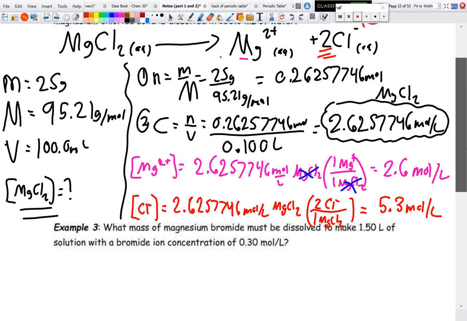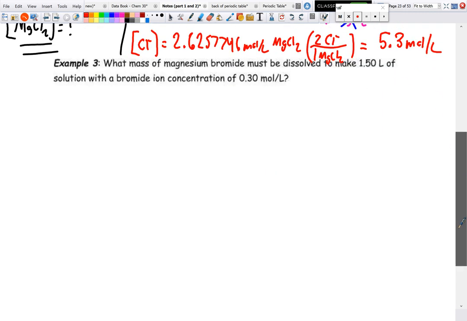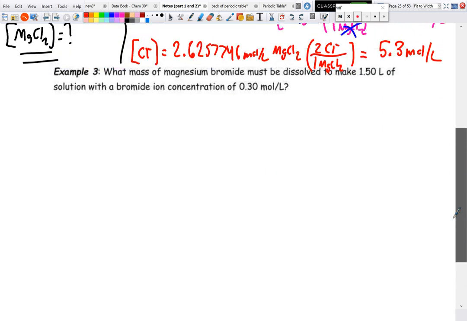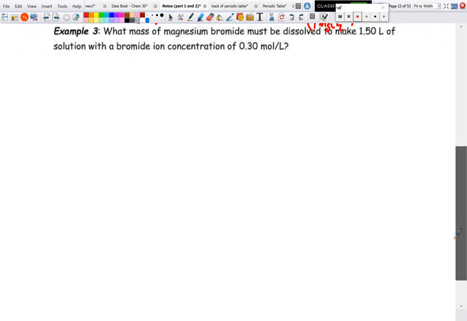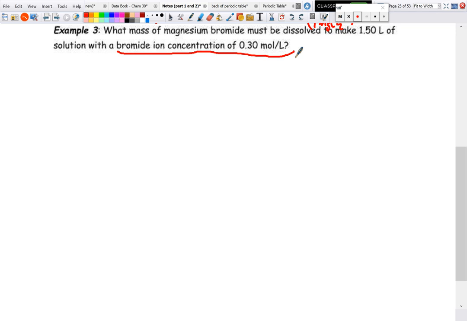Now, example 3, what we have right here is: what mass of magnesium bromide must be dissolved to make a 1.5 liter solution of a bromide ion concentration of 0.3 moles per liter. So this one here is a little different where we have the concentration of the ion and we're working backwards to find mass, which we can still do because we know the formula for mass. Mass is just equal to number of moles times molar mass. So if we can start working our way backwards, we should be able to solve the question.